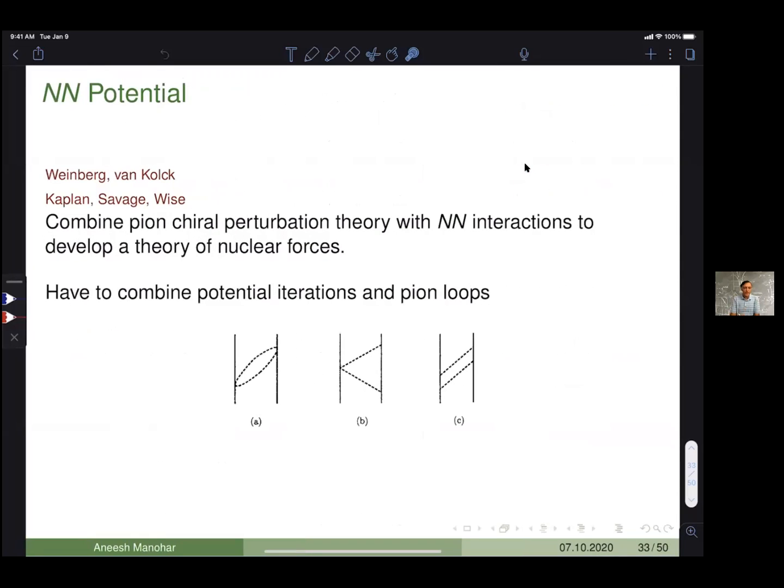There's a topic which is related to this, which I won't discuss in detail because I haven't worked on it, but Professor Weinberg started the theory of nuclear forces by doing NN potentials by pion exchange, and some of the same issues about soft regions and overlaps and so on come in, how to combine potential iterations and so on come in through diagrams like this in this problem as well.